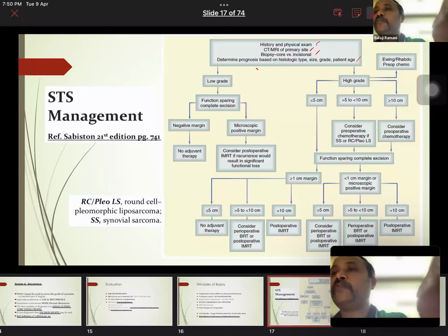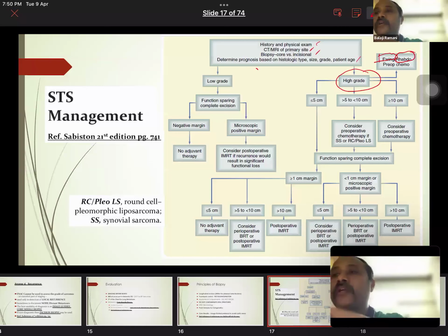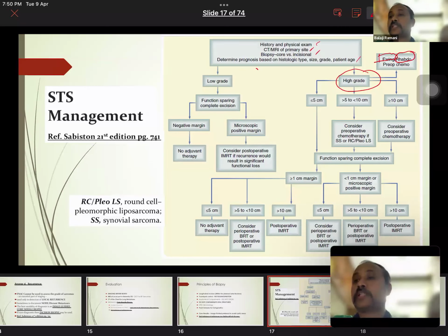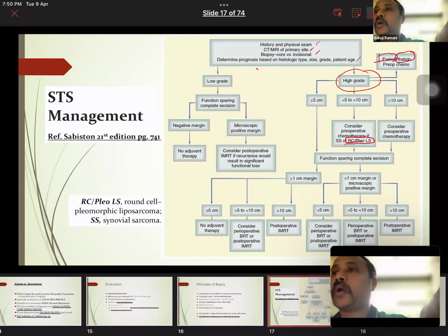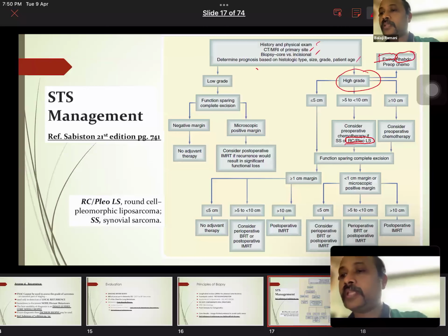Now, if you consider the high-grade sarcomas, here again you look at the size of the tumor and the type of tumor that you have. Whenever you have Ewing sarcoma, embryonal sarcomas, rhabdomyosarcoma, and myxoid pleomorphic sarcomas, like for example round cell and myxoid pleomorphic liposarcomas, all these are essentially the chemosensitive varieties of sarcomas, and in all these cases you have to consider going in for pre-operative chemotherapy.